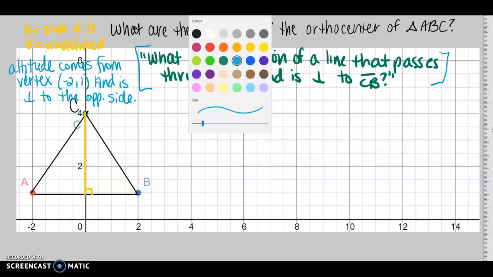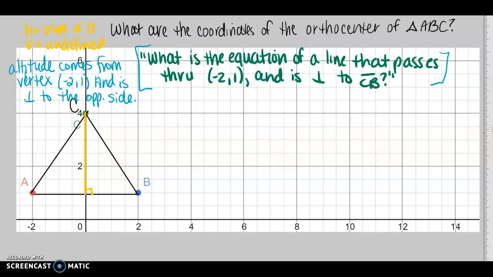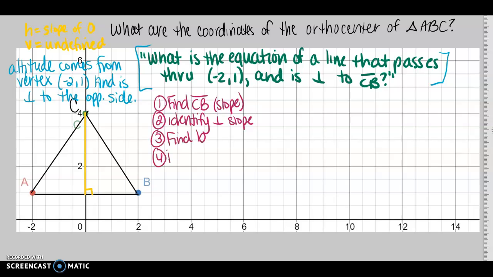So in order to find the value of the slope for a line perpendicular to CB, we need to find the slope of CB. We're going to identify the perpendicular slope, and then we're going to find b, and then we're going to draw our line. And then we're going to identify the point of concurrency. Okay, that looks like more than it really is.